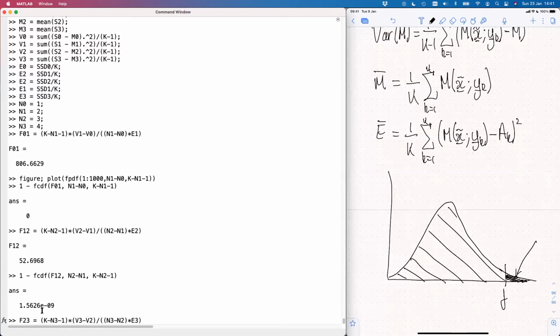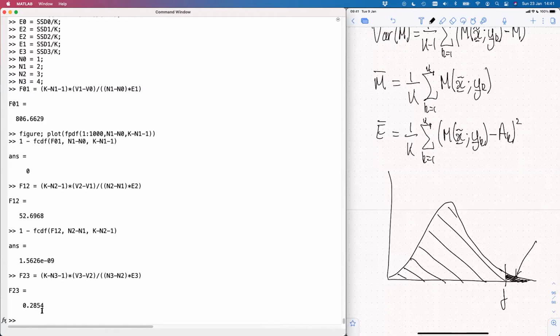So compute the F statistic F23. And this time we're getting an F statistic of 0.28. So that sounds like something that is much more in line with the distribution that comes from our null hypothesis.